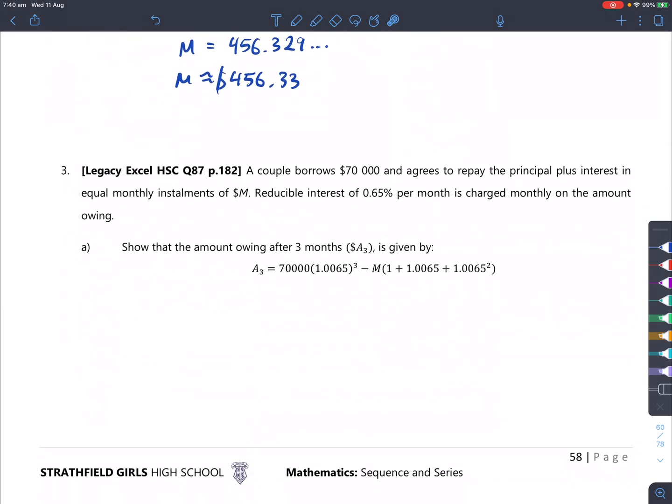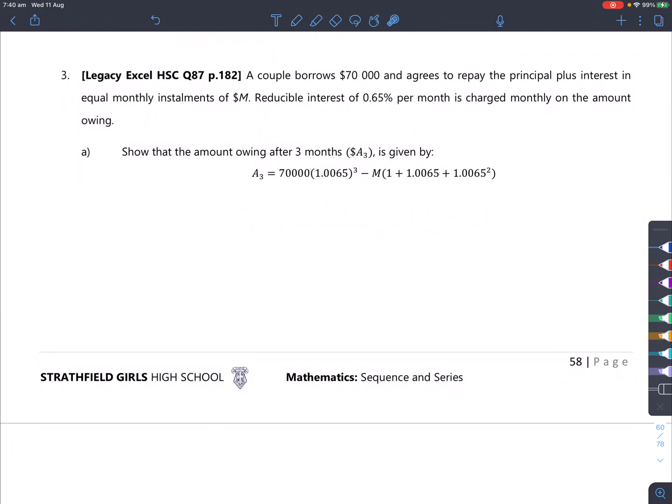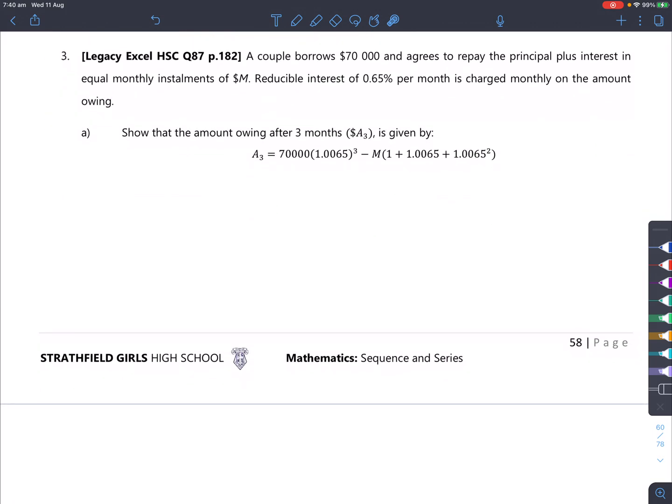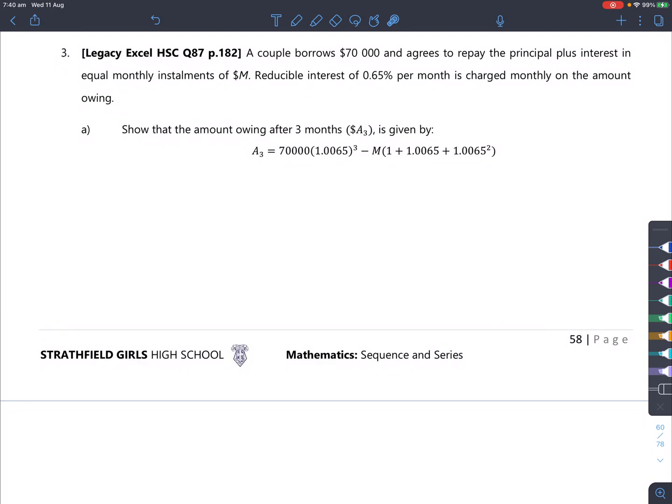Right, let's go into 3. A couple borrows $70,000 and agrees to repay the principal plus interest in equal monthly installments of $M. Reducible interest of 0.65% per month is charged monthly on the amount owing. Show that the amount owing after 3 months is given by this.